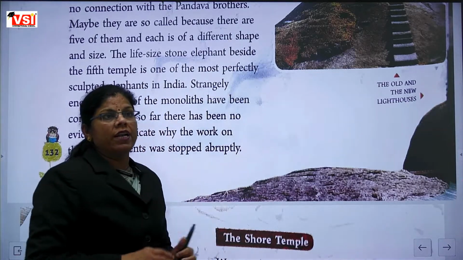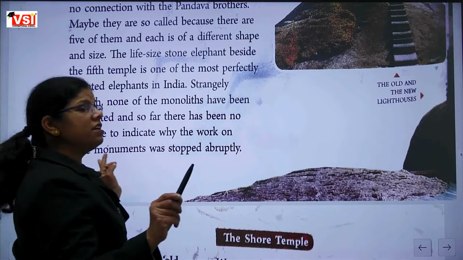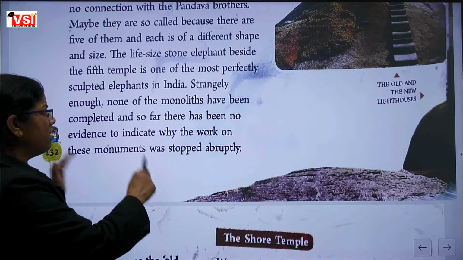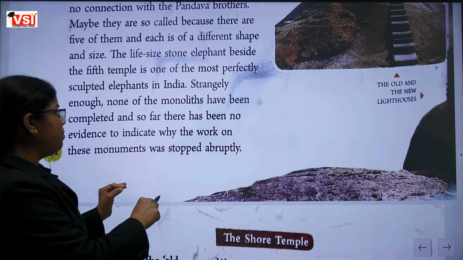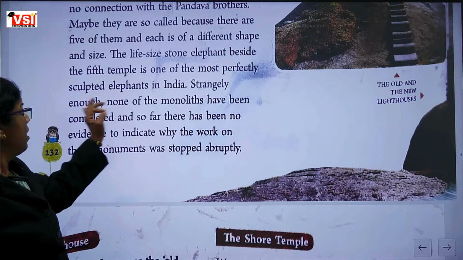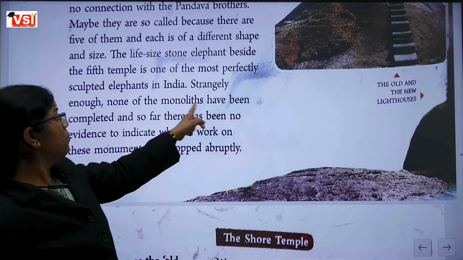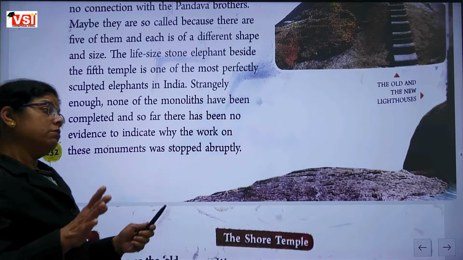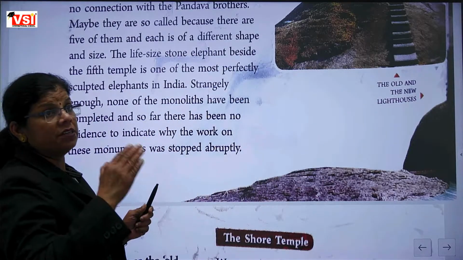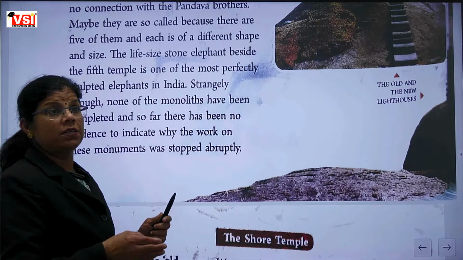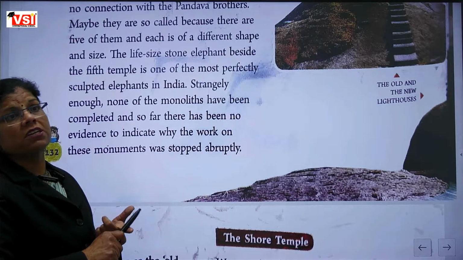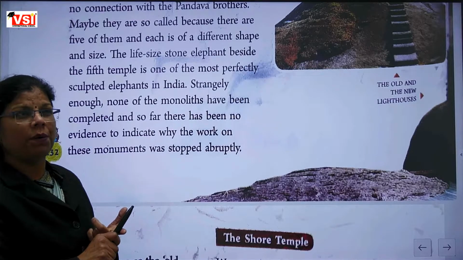Now we are living in the 21st century, but there is no evidence, no proof and no idea why the work was stopped abruptly. Means these monuments are not completed. These 5 Rathas temples are made, but till today they are not completed, and there is no evidence or proof why this work was stopped abruptly. Abruptly means immediately.